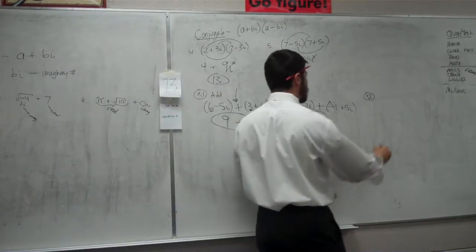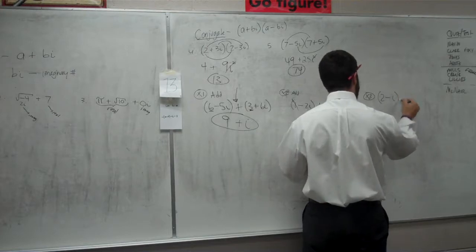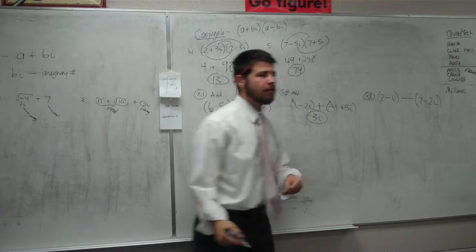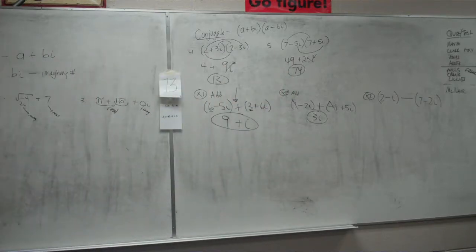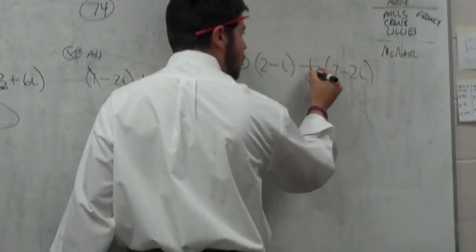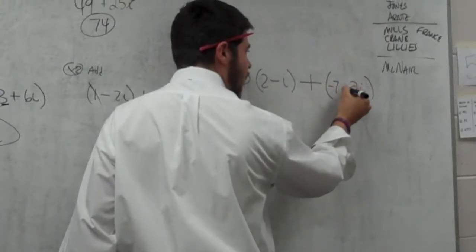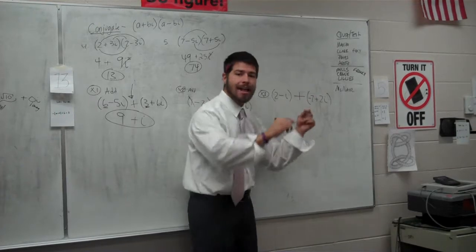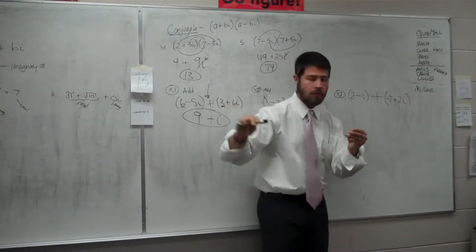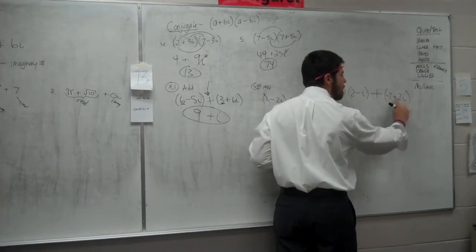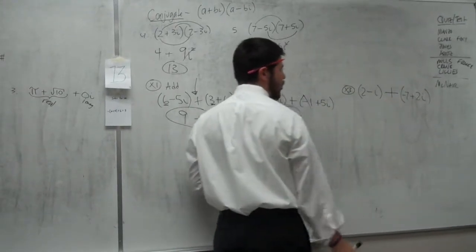Number 3. 2 minus i minus the quantity 7 minus 2i. I put a very big minus sign there, because the minus must be distributed. You see how there's a minus here? Let's change it to a plus and then change the sign of everything in the second complex number. Why? Because the negative has to be distributed to everything. So my 7 became a negative 7, and my 2i became a positive 2i, and my middle sign changed to plus.